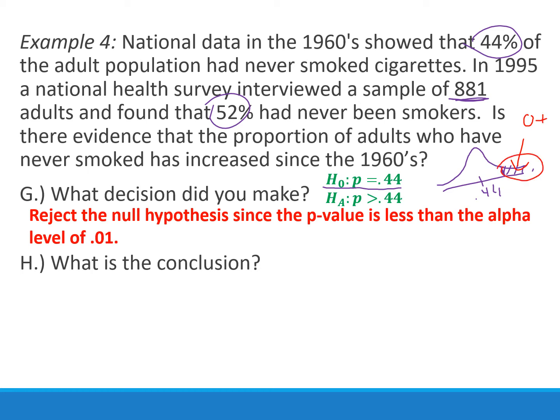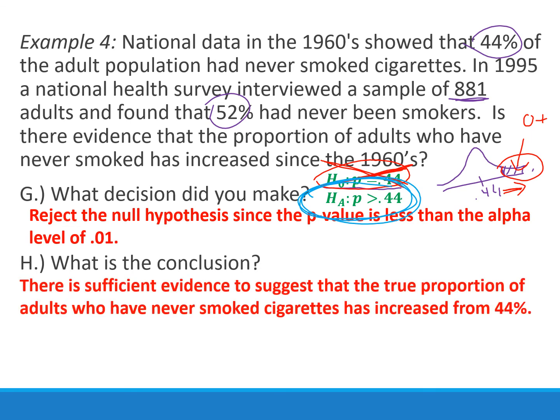We would never end up this far from the mean, almost 5 standard deviations from the mean, based on this being true. So because of that, we say what we saw would never actually happen if this was true. So we're going to conclude that this is not actually true. It's not 44%. Instead, it's gone up from 44%. That's what our alternative is saying. The actual proportion of adults who have never been smokers has increased from the 1960s. That's what our conclusion is.